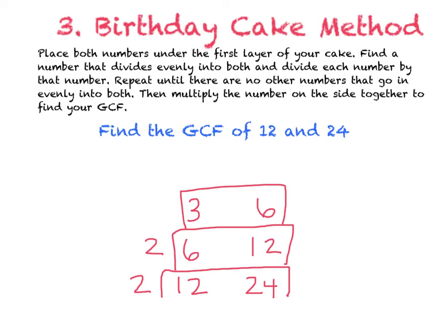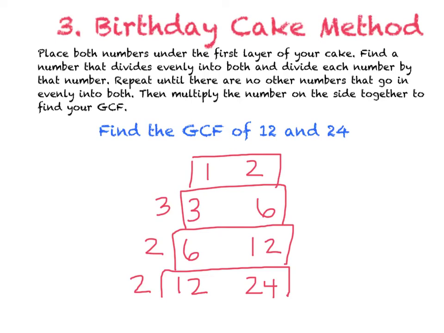Well, I know that 3 is a factor of itself, because every number is a factor of itself. 3 also goes into 6, so I'm going to pull 3 in front of my birthday cake. 3 goes into 3 1 time, and 3 goes into 6 2 times. So I'm going to cover that with a layer of cake.